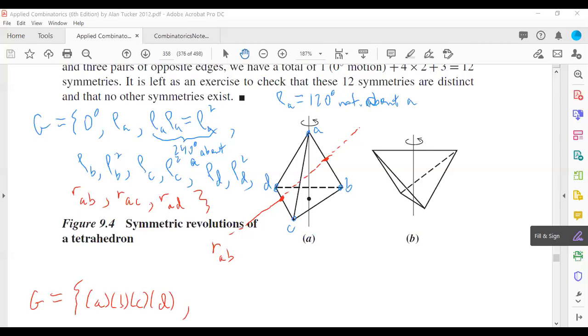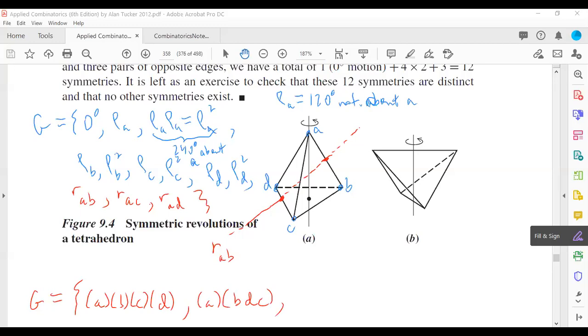Okay, R of A. What do you have, Paul? How's that going to look? So R of A, let's see. I'm assuming it's rotating in the direction that it is in the picture, and therefore A stays the same. B goes to D, D goes to C, and C goes to B. Yeah. Okay.